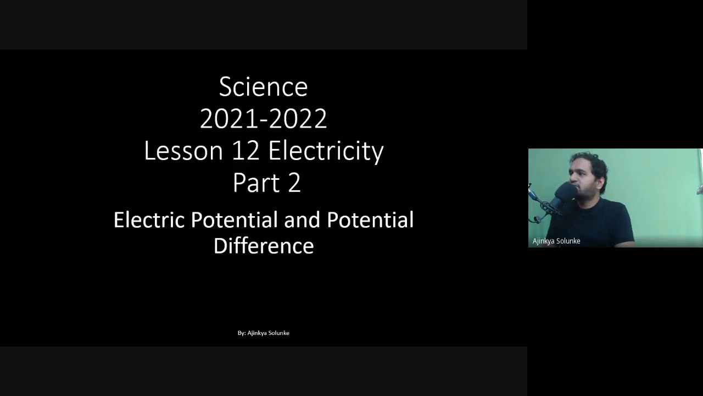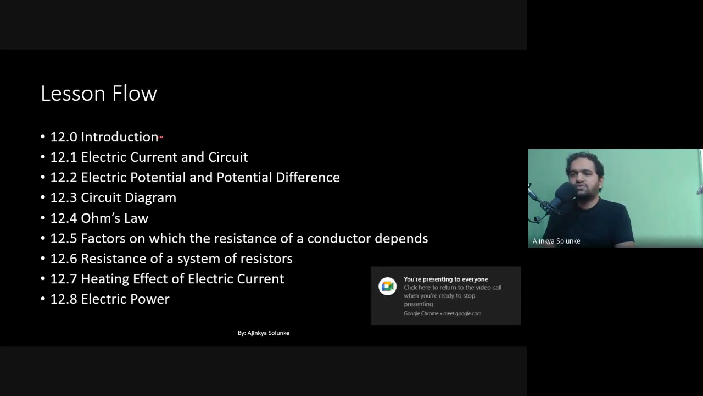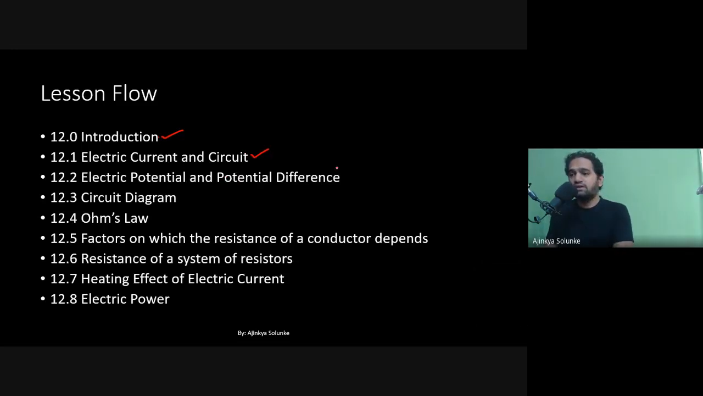Today we are going to go to a deeper level, and we will see the second topic, which is electric potential and potential difference. Last time we covered 12.0 and 12.1 from our textbook. Today we'll go for 12.2 and 12.3, and if time allows we'll also go for 12.4. But first we'll see 12.2: what is electric potential and what is potential difference.